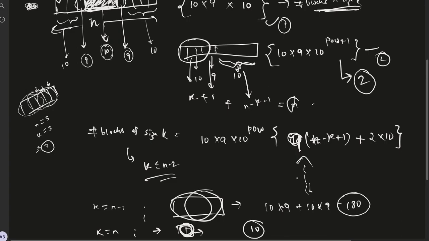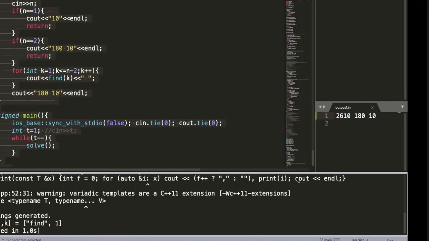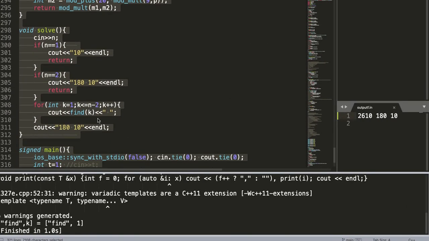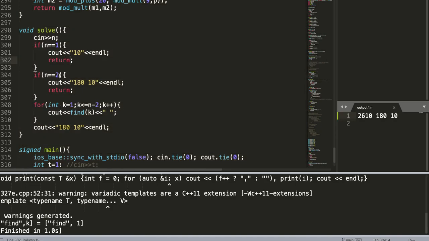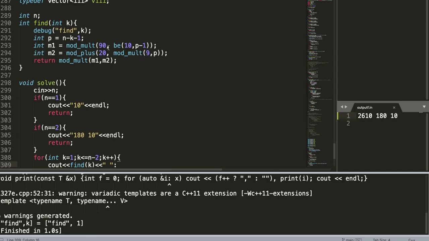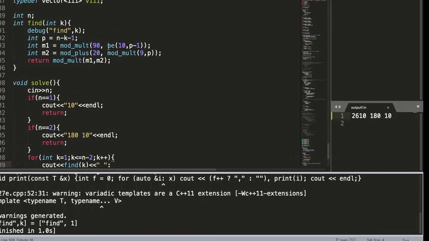Now, moving on to the code. The code is very simple, as we discussed. If n is equal to 1, the answer is this, otherwise just calculate from the formula. That is it.